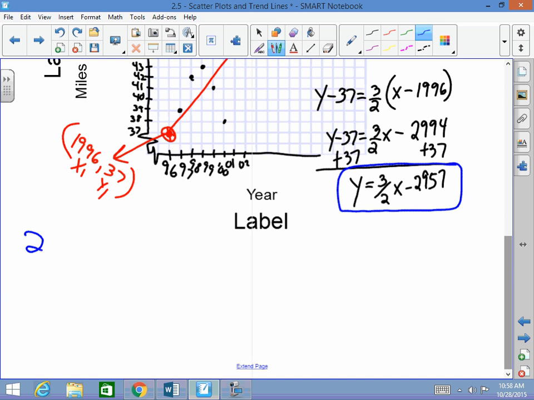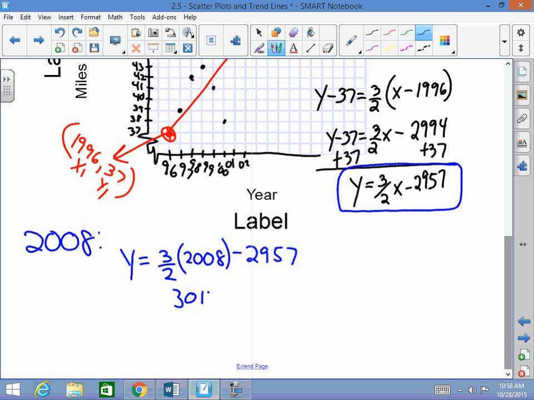In 2008, I have y equals 3 halves times 2008 minus 2,957. So I have 1.5, which is 3 halves, times 2008. That equals 3,012 minus 2,957. And y equals 55. And that's in billions. So that would be 55 billion miles.